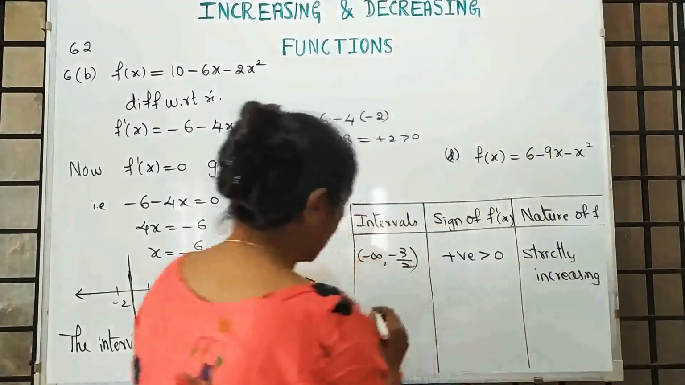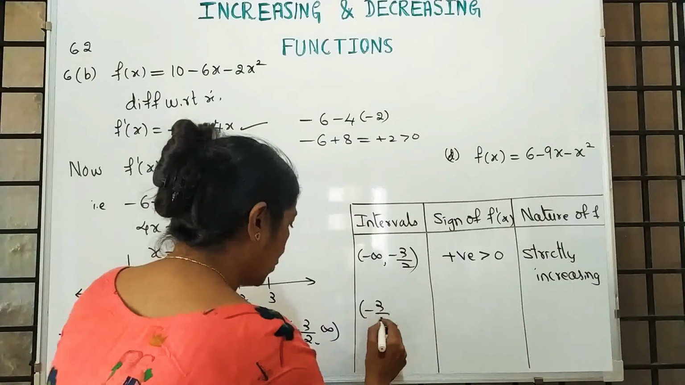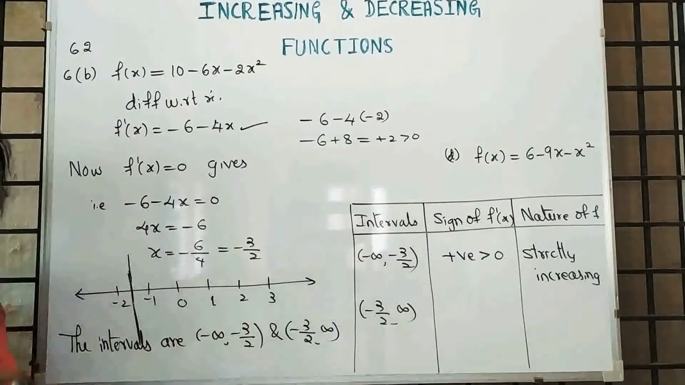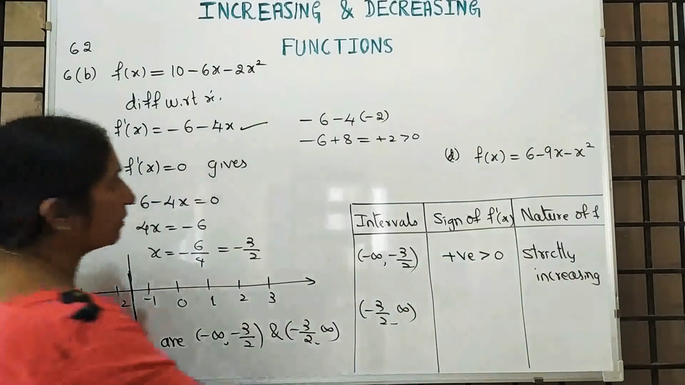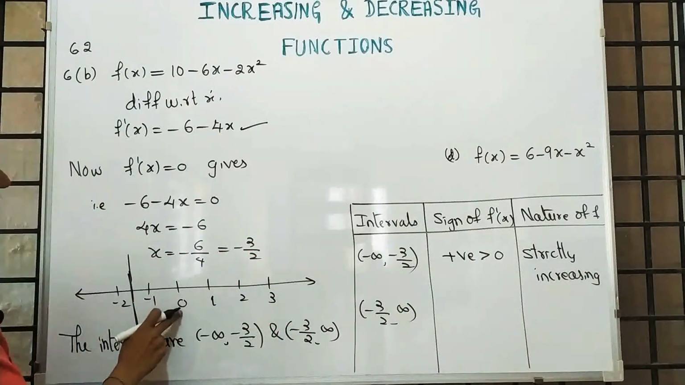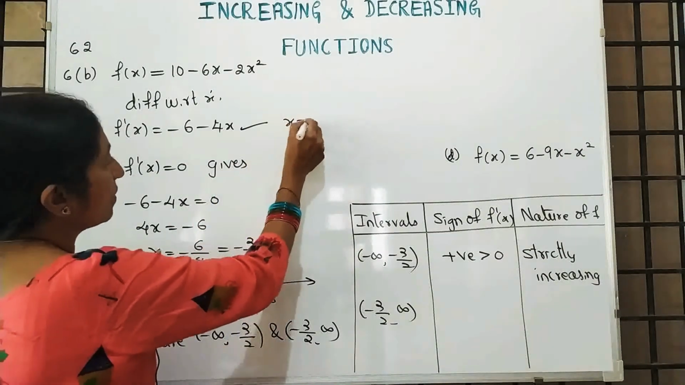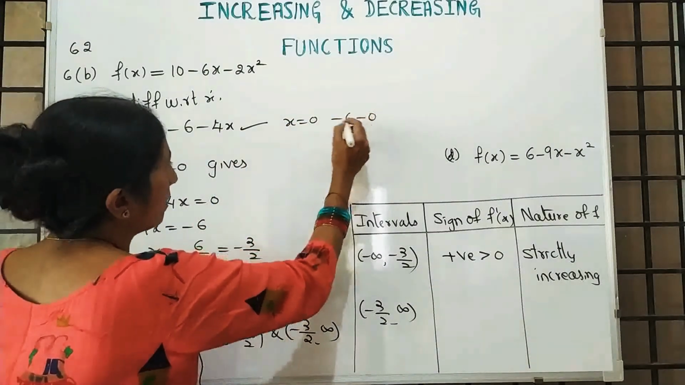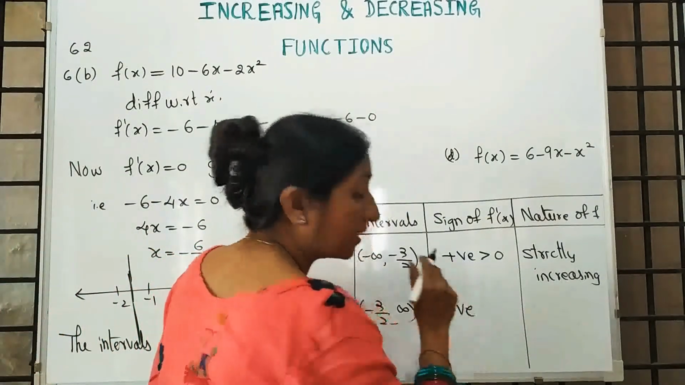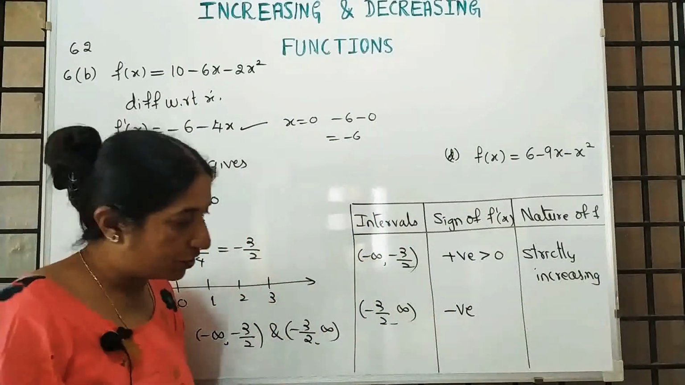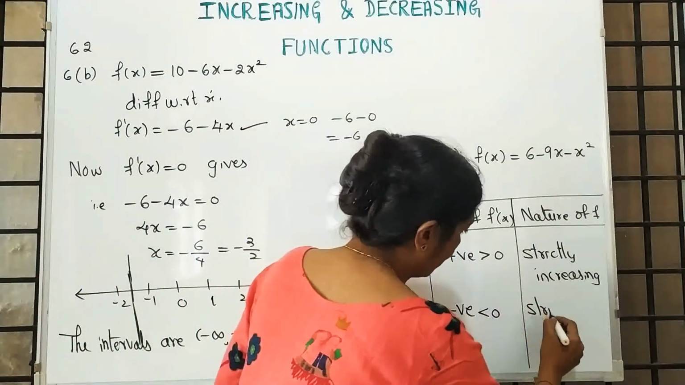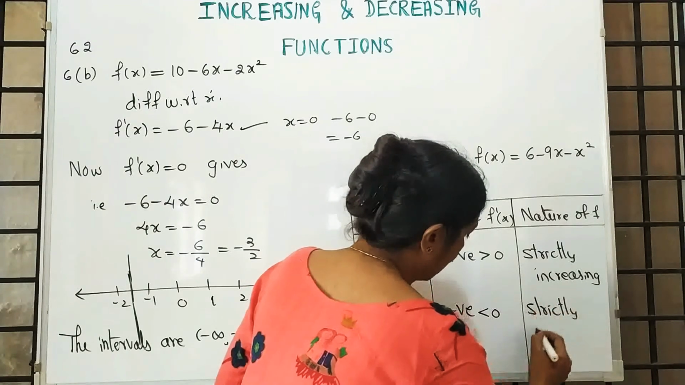And the next one is -3/2 to infinity. So from here to here, take a number such that your calculation will be simple. I want to select 0. If you write x as 0, it is -6 - 0. You are getting -6, that is negative. No need to write the value, just write down the sign, positive or negative. Negative, less than 0. It is strictly decreasing.